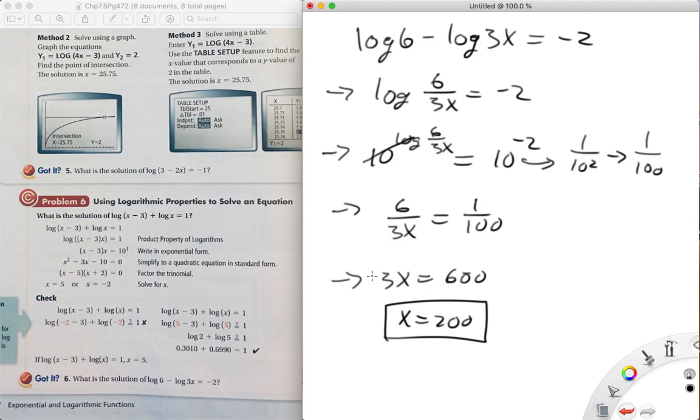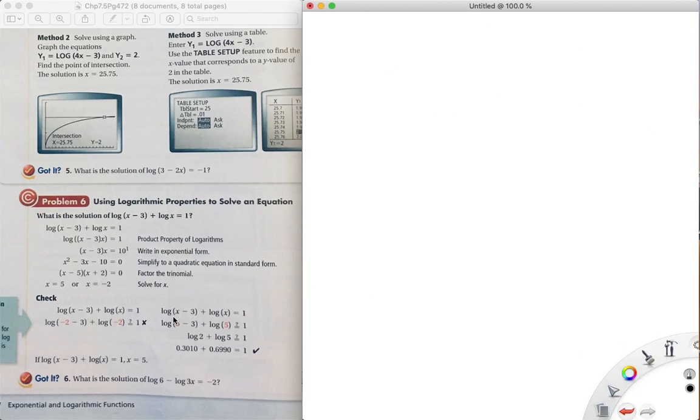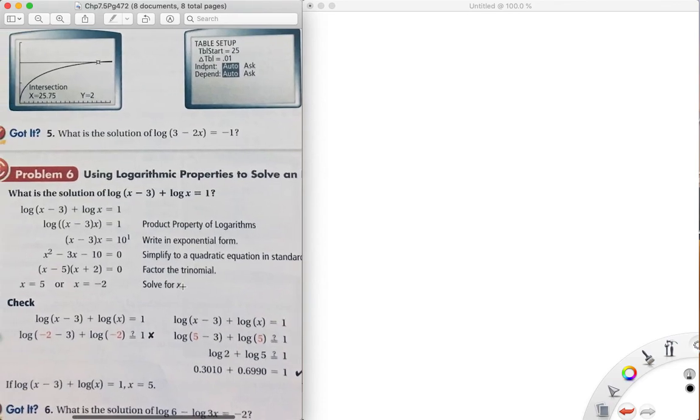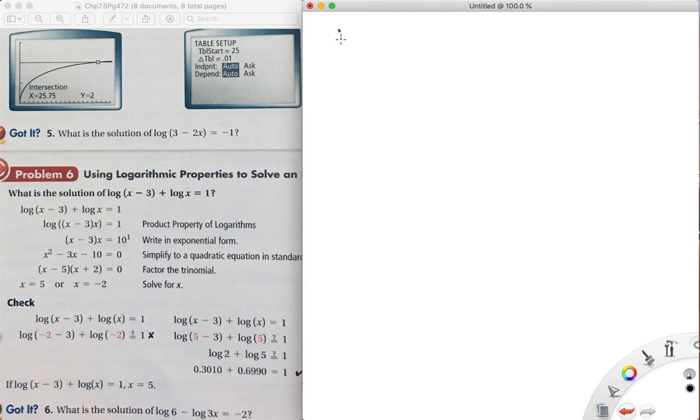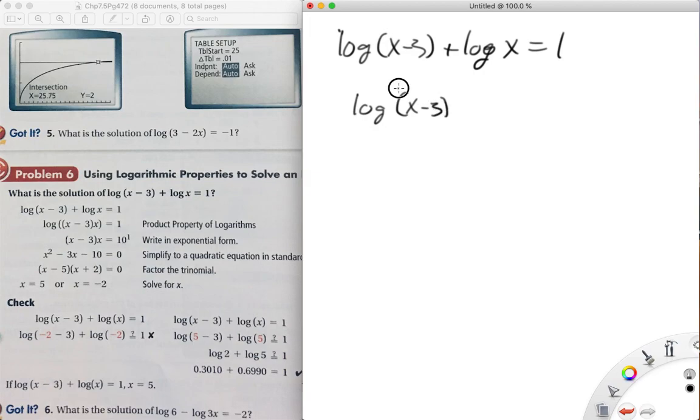All right. I want to actually go through the problem here in the book too, because it has quadratic properties. So for this one, they have log of x minus 3 plus log of x, and that equals 1. So you have two logs being added, so we can multiply x times x minus 3, and this would be log of x minus 3, multiplied by x, and that equals 1.